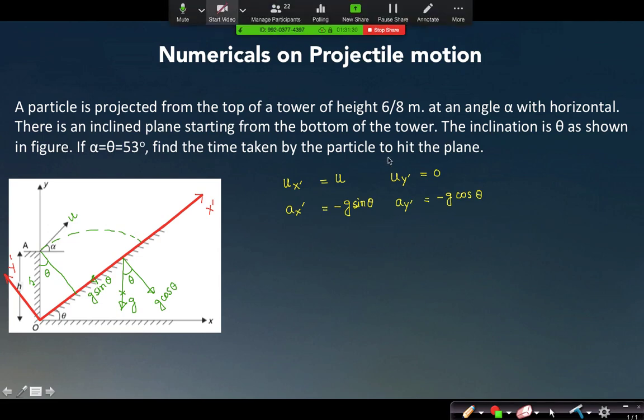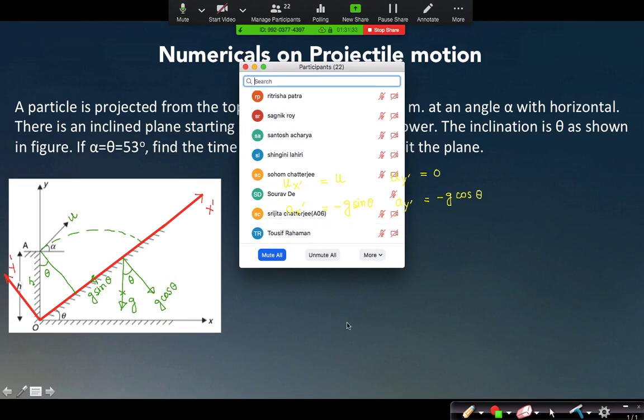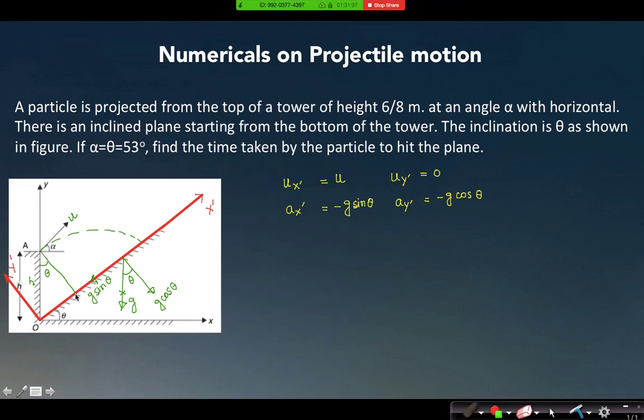Everyone should understand this part. I'm saying that its y displacement is minus h cos theta because it is coming down, right? So I'm only going to write its y displacement equation. Just check whether I'm writing this equation correctly or not.